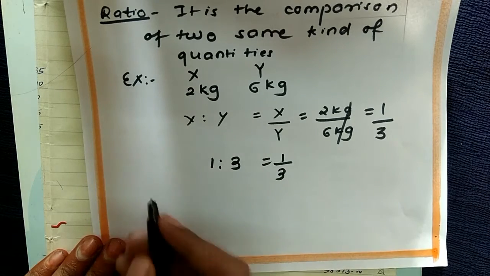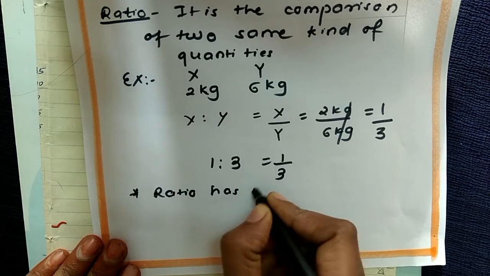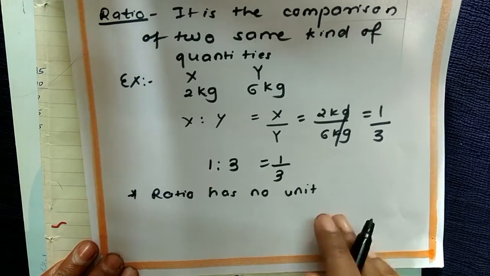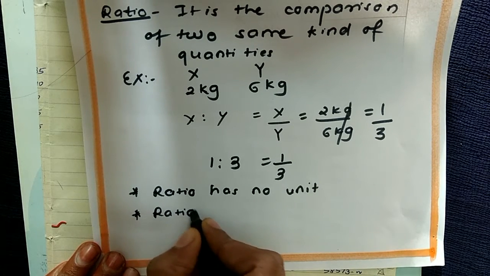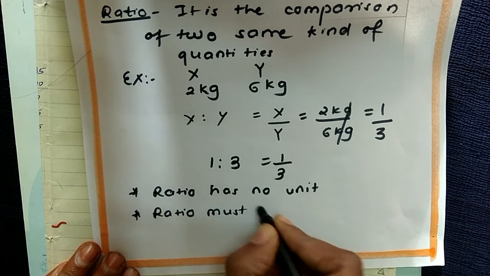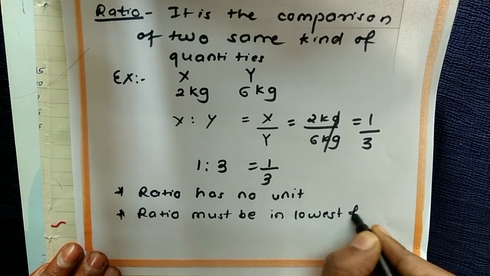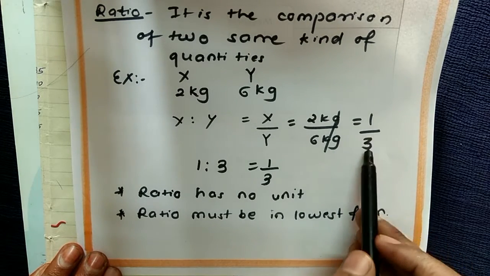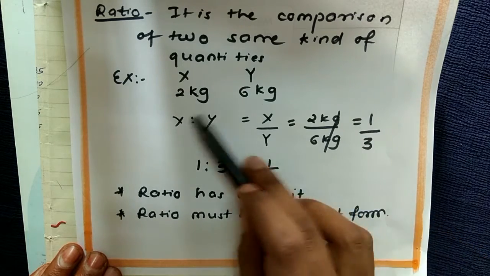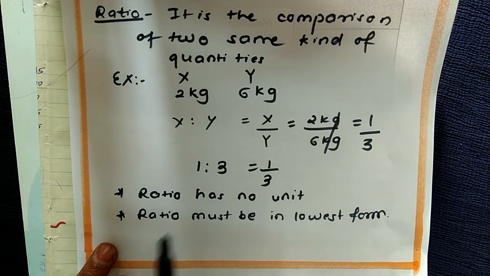So there are some facts we have to remember in ratio. Ratio has no unit, because as I told you, the unit gets canceled. Next, ratio must be in reduced, simplest or the lowest form. When we write it in lowest or simplest form, we will come to know how many times we are increasing the first quantity compared to the second quantity. So these are the main points you have to remember: ratio has no unit and ratio must be in lowest form.